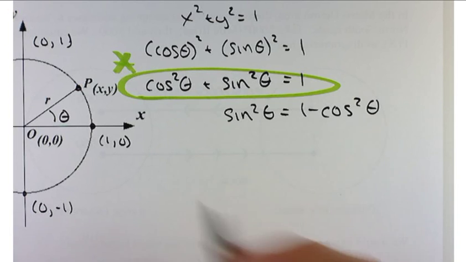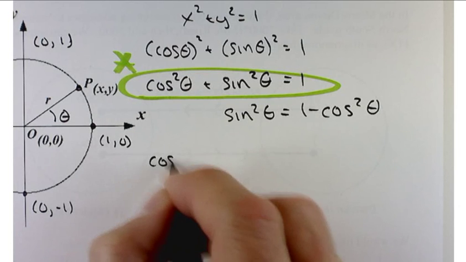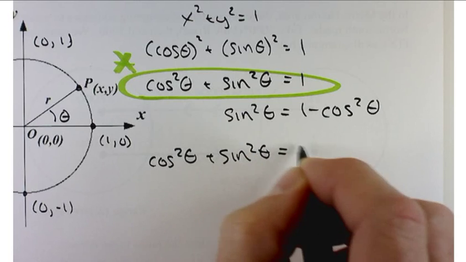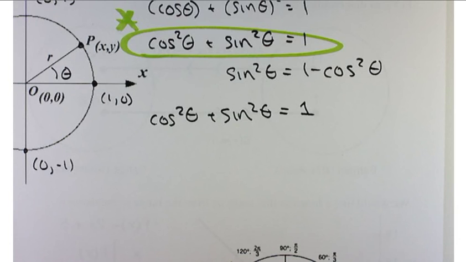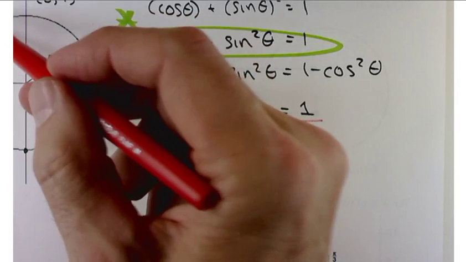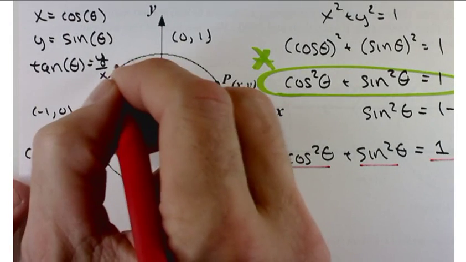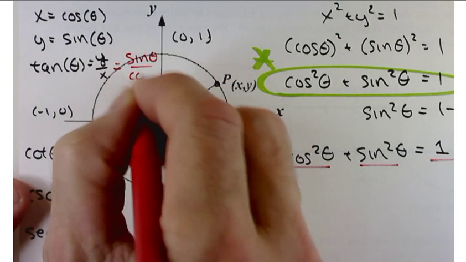What else could I do? Well, let's go back to this one right here. Cosine squared of theta plus sine squared of theta equals 1. Sometimes you're going to run into the need for other trigonometric identities that involve things like the tangent. Now the tangent, as we know, is y over x, but it's also sine over cosine. So that's sine of theta divided by cosine of theta.